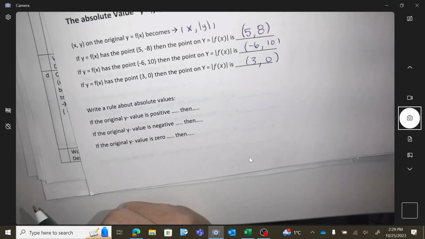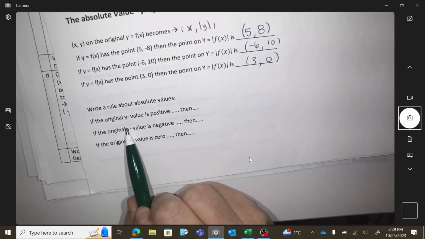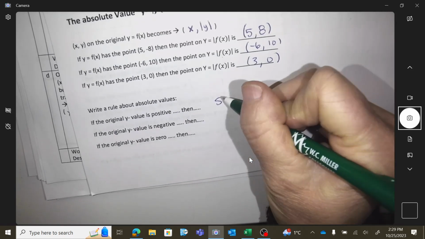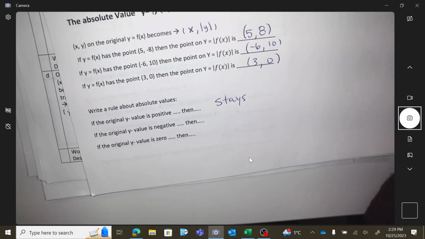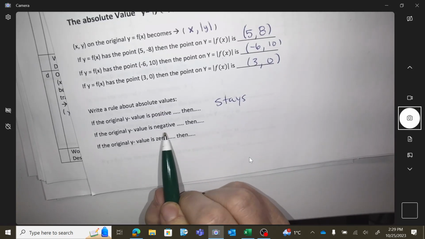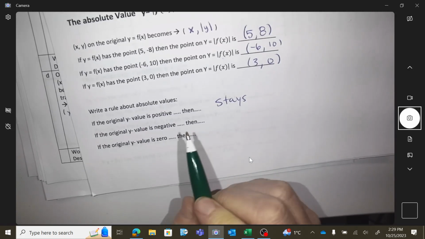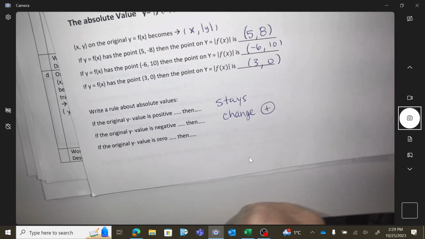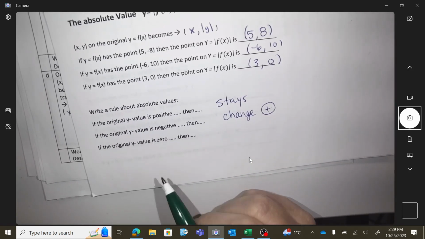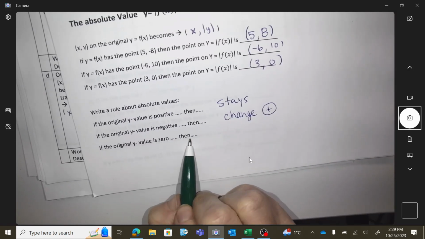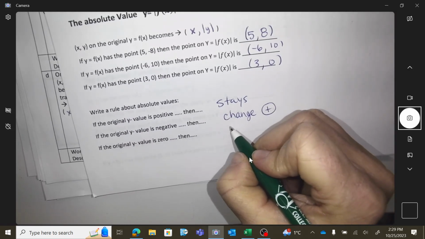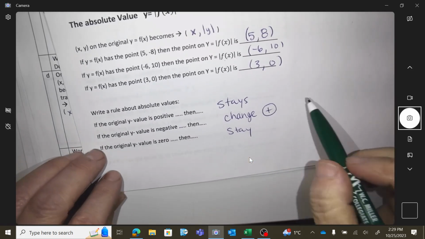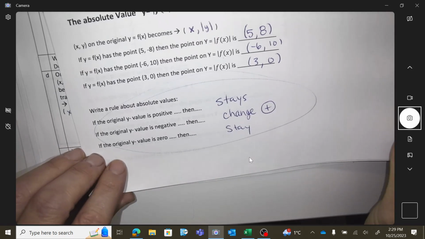So let's make some general rules. If the original y value is positive, then what would happen? Just stays. If the original y value is negative, it would change to positive. And if the original y value is 0, then it would stay. So that is your rules.